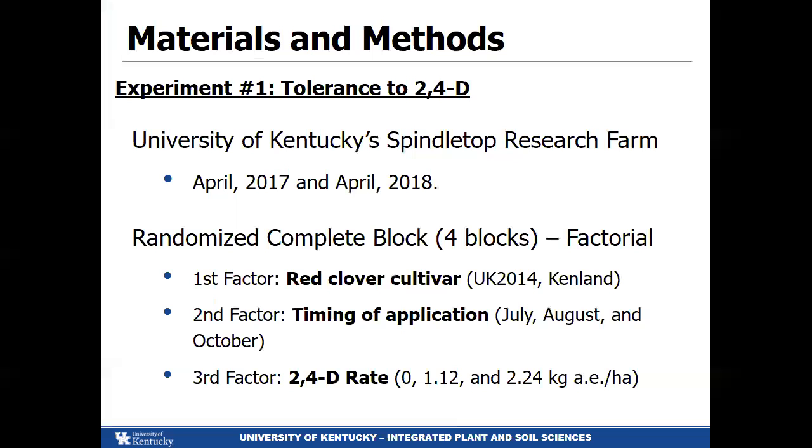UK is the novel, tolerant line, and Kenland is the sensitive one to 2,4-D. The second factor was the timing of application of 2,4-D in the year, so we sprayed in either July, August, or October. The third factor is the 2,4-D rate: 0, 1.12, or 2.24 kilograms of acid equivalent per hectare. That is equivalent to 1 pound and 2 pounds of 2,4-D per acre.